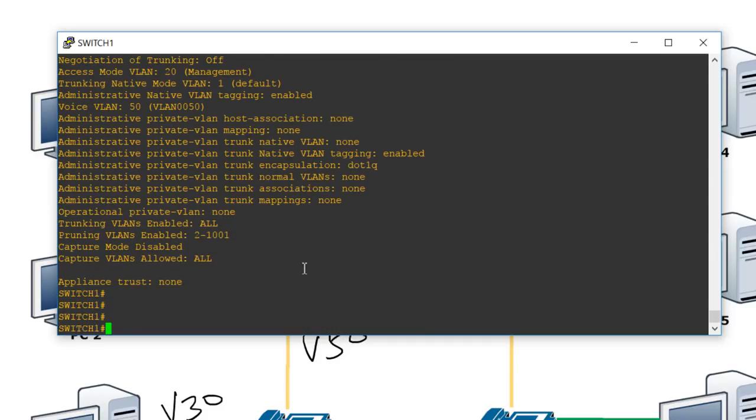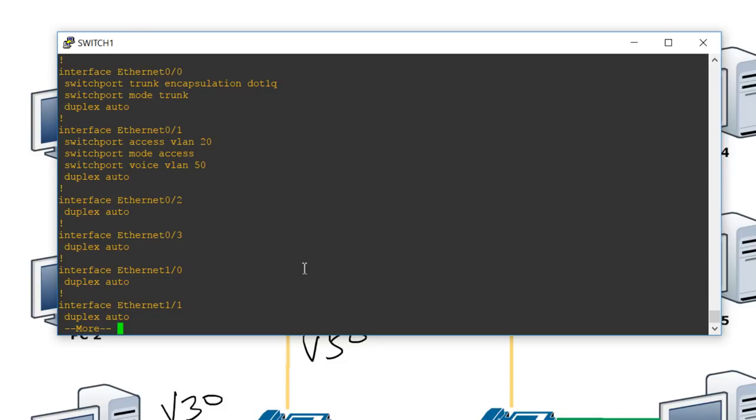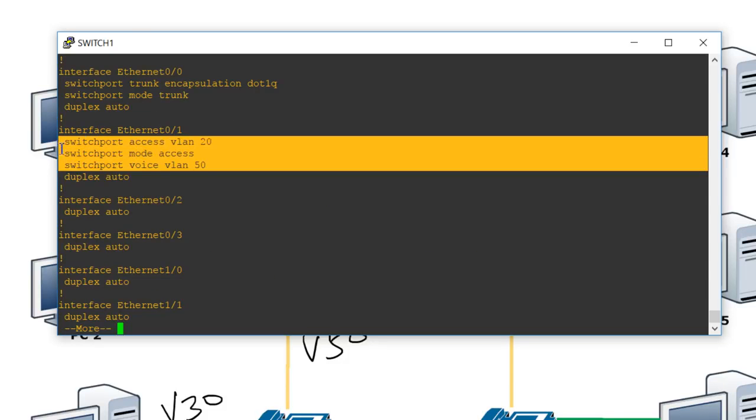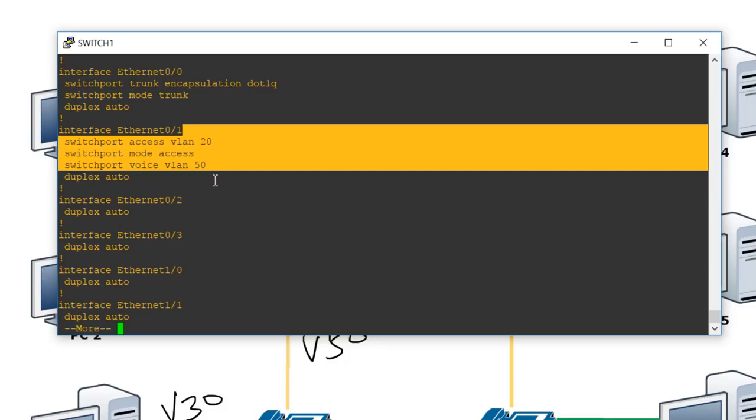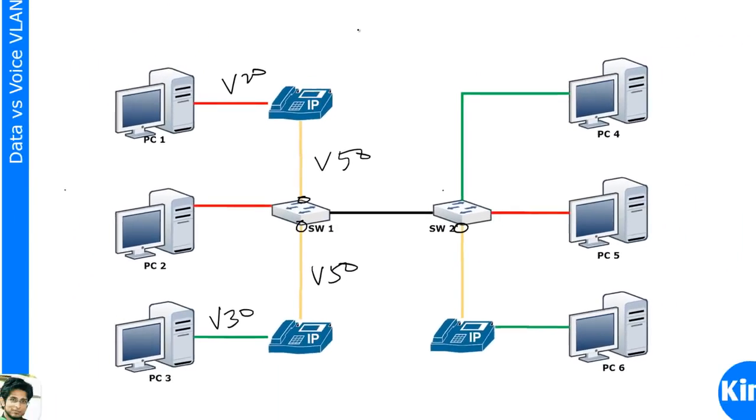Another thing is, of course, you can look at show run. Definitely, if you go into that interface, you will see that the interface has access VLAN 20 and voice VLAN of 50. So that basically covers our difference between data VLAN and voice VLAN.